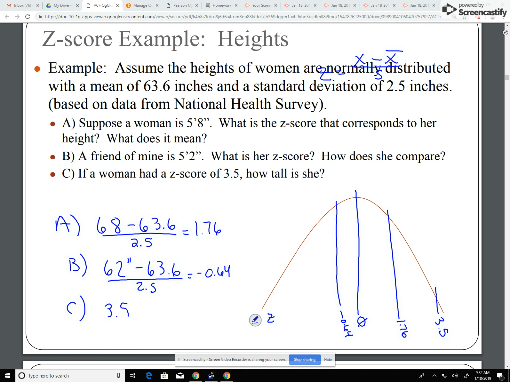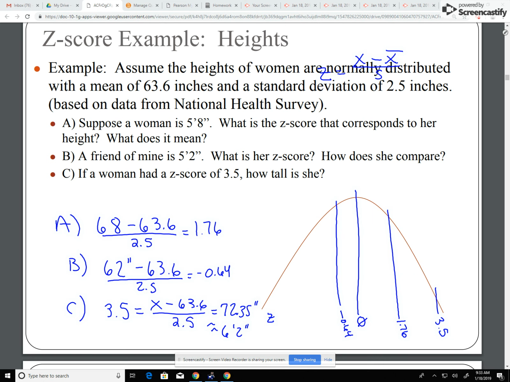So we've got to work this formula backwards. We've got 3.5 as a z-score. We don't know x, that's how tall she is. We do know the mean, and we do know the sample standard deviation. When you solve for x, you'll find she is 72.35 inches, which is tall. It's about 6'2", which for a female is tall.